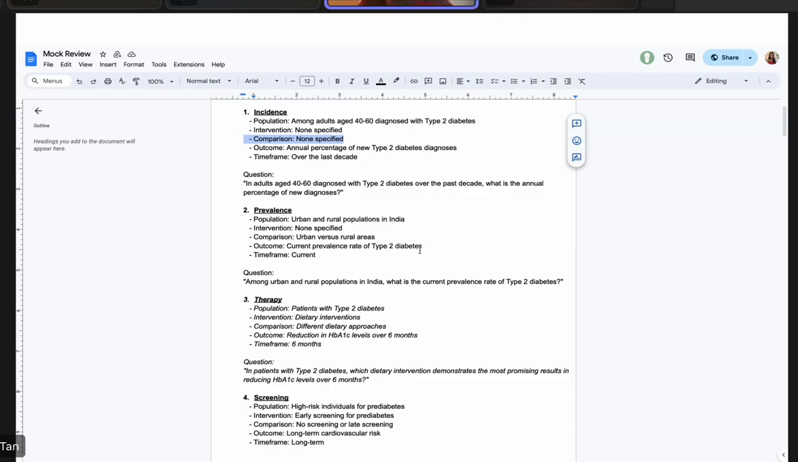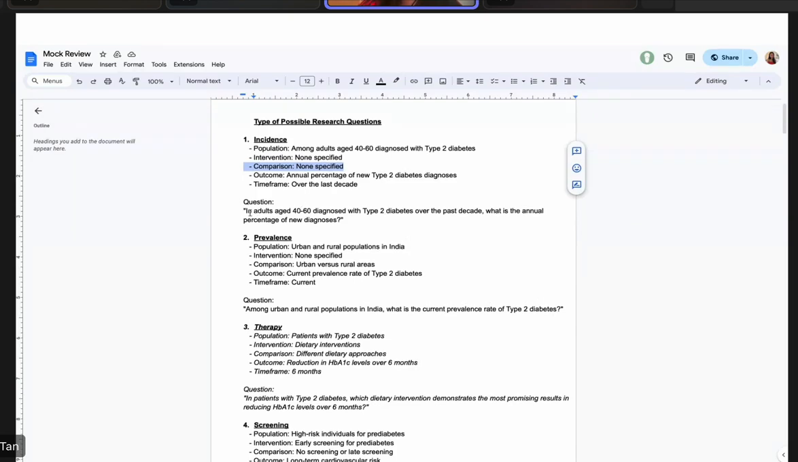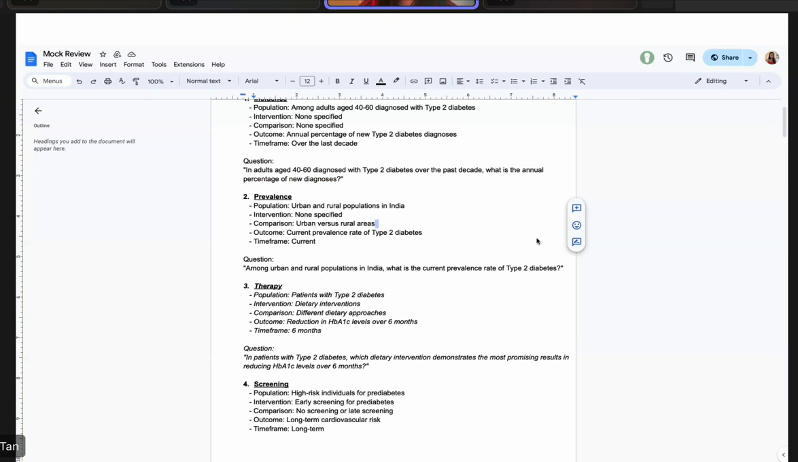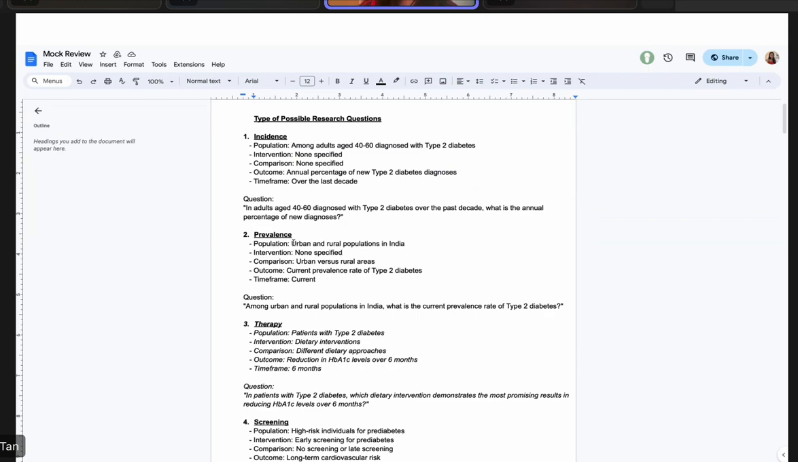Right. Checking if, okay, so there are no questions so far. Right. So the question that you would make would be, in adults aged 40 to 60 diagnosed with type 2 diabetes over the past decade, what is the annual percentage of new diagnosis? So it's pretty straightforward for incidence. Right. Now for prevalence, the population, for example, urban and rural populations in India.